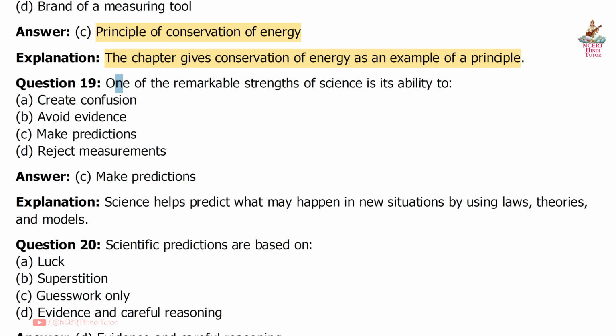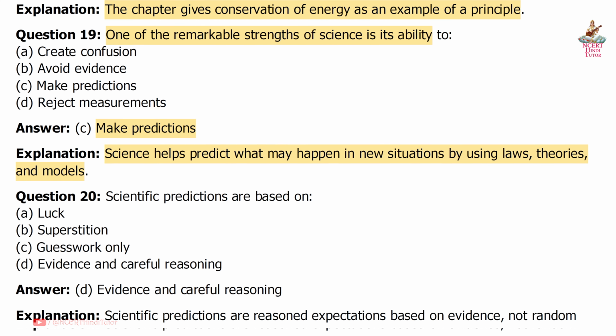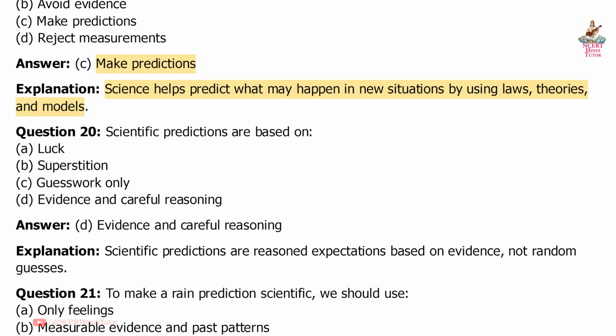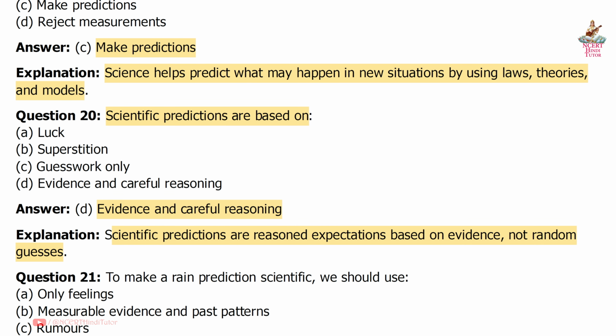Question 19. One of the remarkable strengths of science is its ability to: Answer C. Make predictions. Explanation: Science helps predict what may happen in new situations by using laws, theories, and models. Question 20. Scientific predictions are based on: Answer D. Evidence and careful reasoning. Explanation: Scientific predictions are reasoned expectations based on evidence, not random guesses.